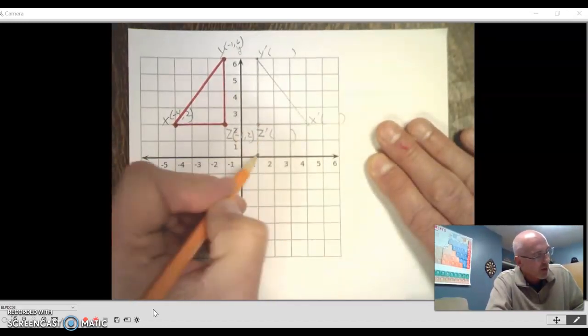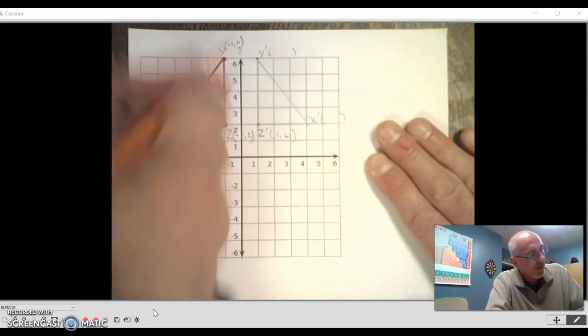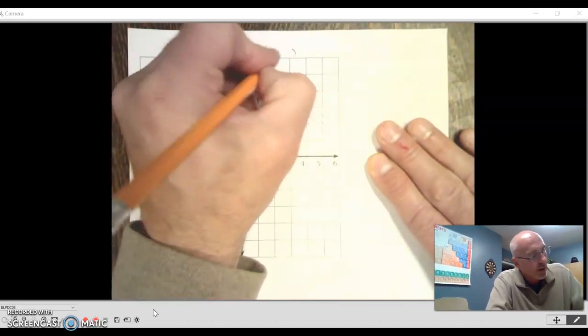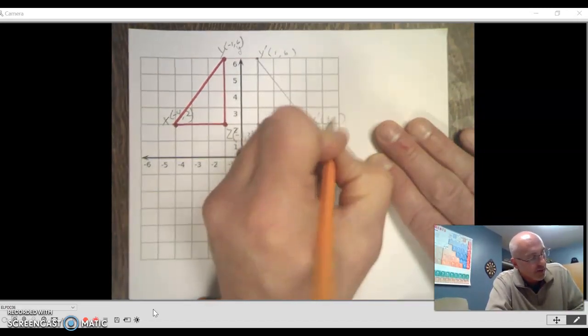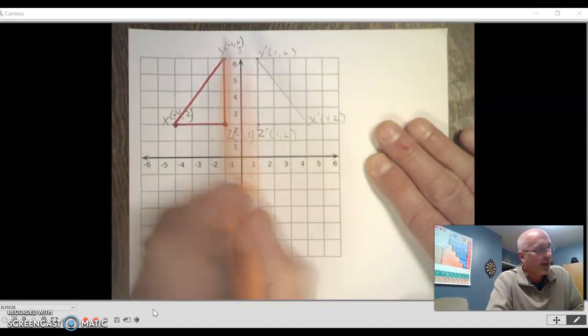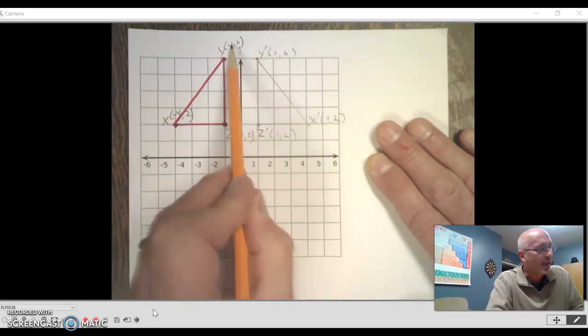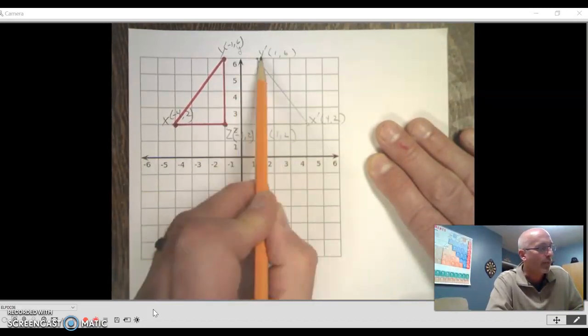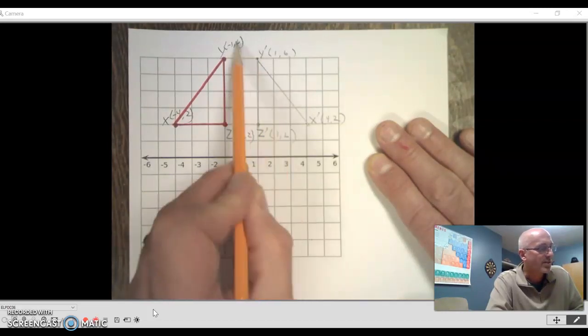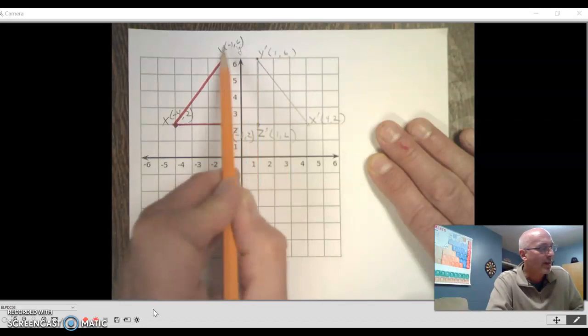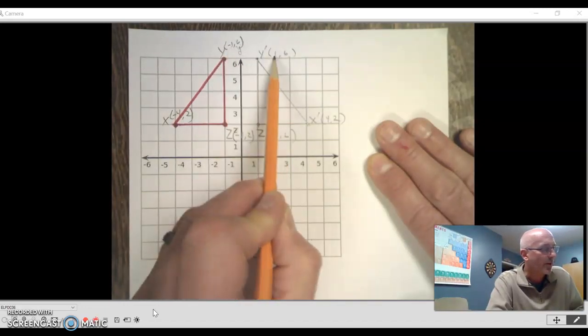Z prime is at 1, 2. Y prime is at 1, 6. And x prime is at 4, 2. So let's look at how they compare, y to y prime. This is at negative 1, 6. This is at 1, 6. So you see how they're at the same height, but I am just the opposite. Negative 1 becomes a positive 1.